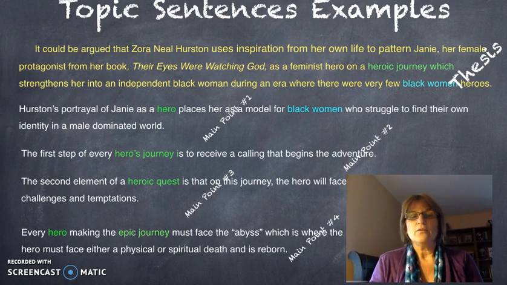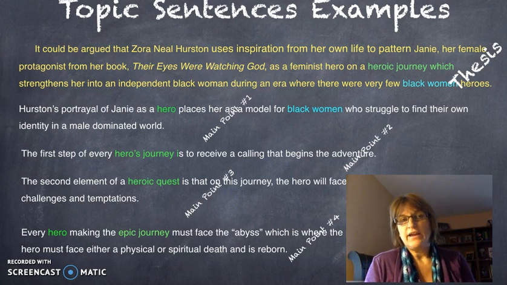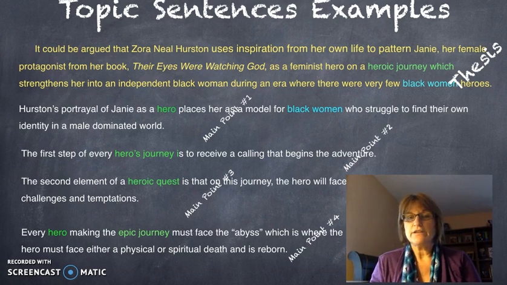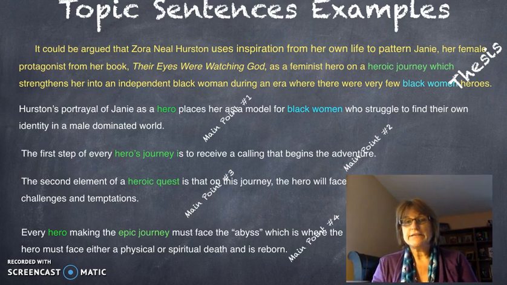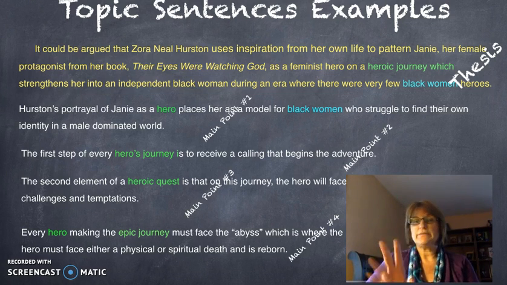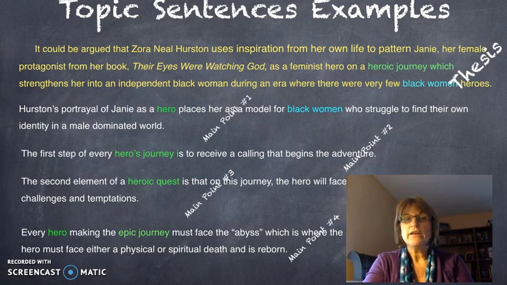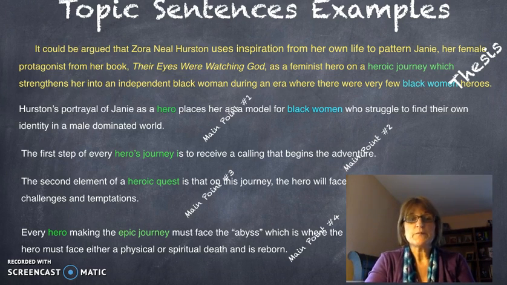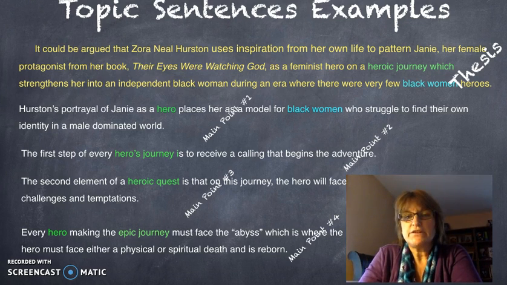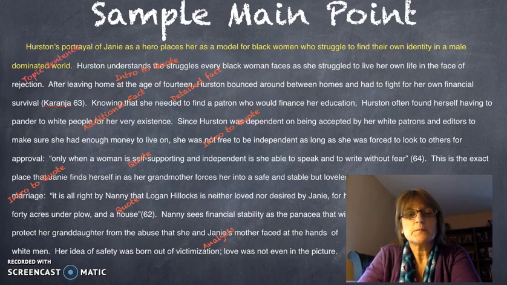Okay, so let's take a look at how this is being played out. In the previous videos on the thesis and the topic sentence, I'm using the same example, so it's just kind of following along. This is my thesis statement, and we're focusing on the heroic journey, comparing it from the author, the Black woman, to the protagonist, Janie. First paragraph, I'm going to talk about Janie as a hero and as a model for Black women. So let's go ahead and jump into how this would look as a full paragraph.